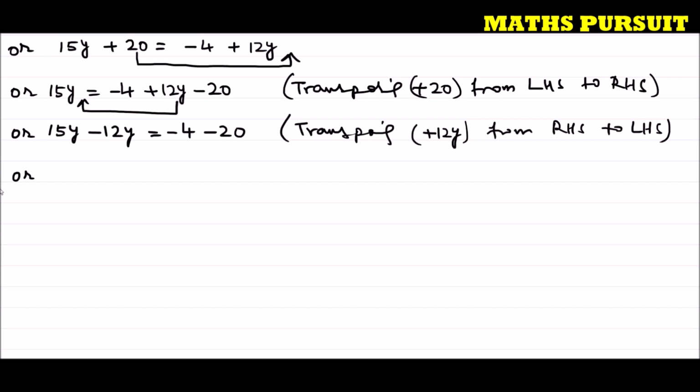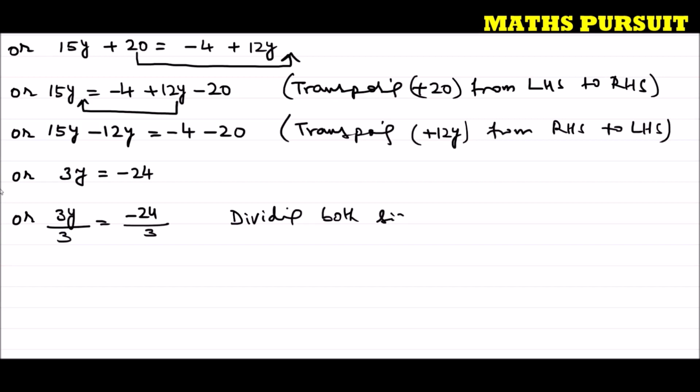Or I can write 15y minus 12y is 3. 15 minus 12 is 3. So 3y is equal to minus 24. Or I can write 3y divided by 3 is equal to minus 24 divided by 3. What am I doing here? I am dividing both sides. I am dividing both sides by 3.